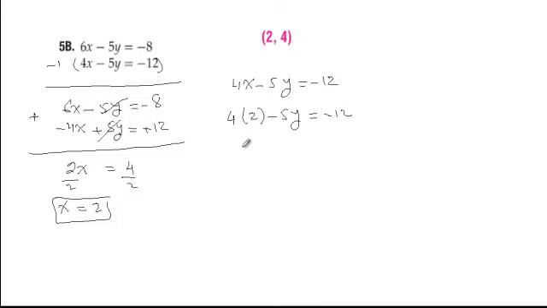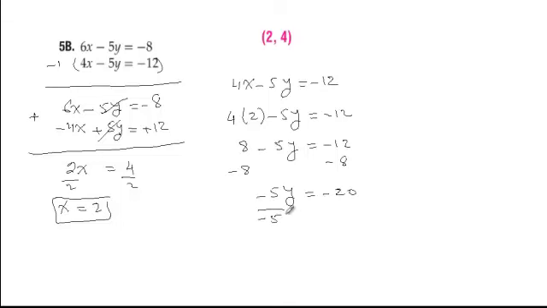So 4 times 2 is 8, minus 5y is equal to -12. Now we need to eliminate 8, so we take it to the other side. We do -8 minus 8, then minus 5y equals -12 - 8, and you get -20.